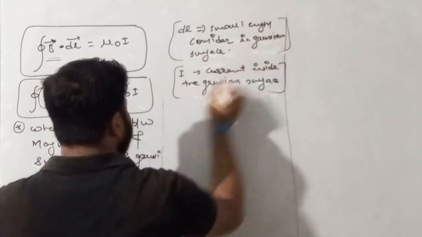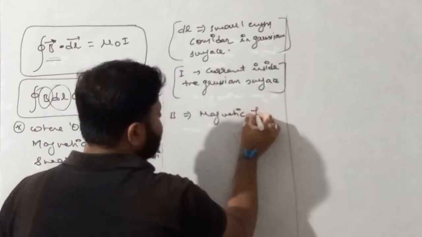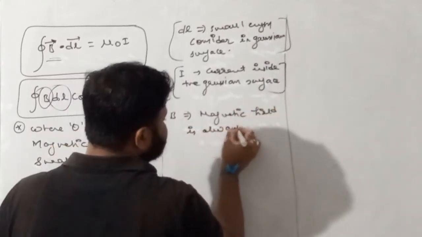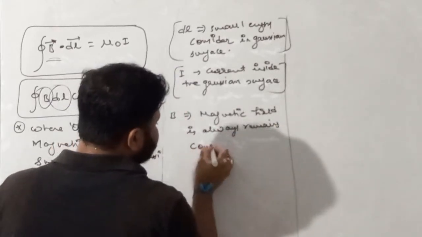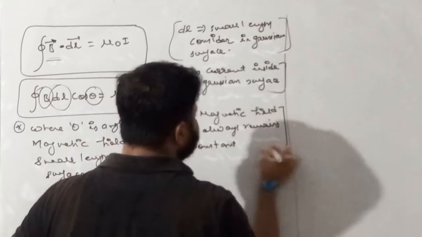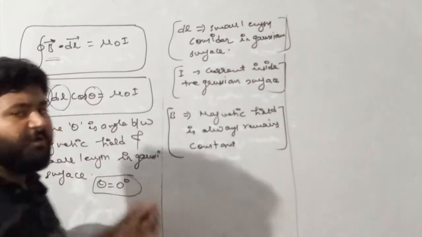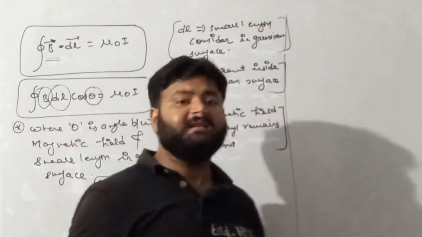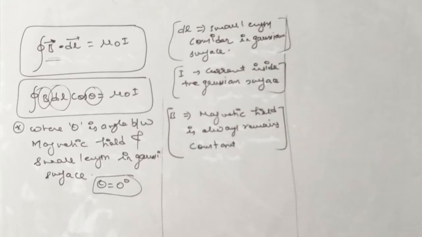And one more thing you have to remember: the magnetic field always remains constant. So if the magnetic field remains constant, it comes out of the integration. Theta must be 0, cos 0 is 1, and the integration of dl is L, and remember L is nothing but the total length of the Gaussian surface. So this is what Ampere's circuital law actually is.